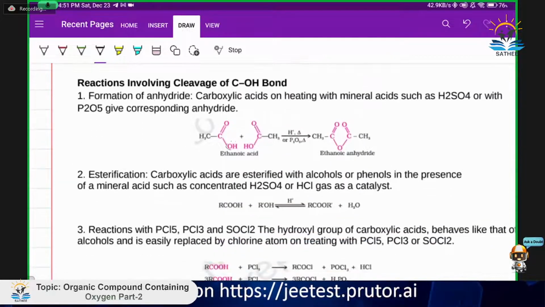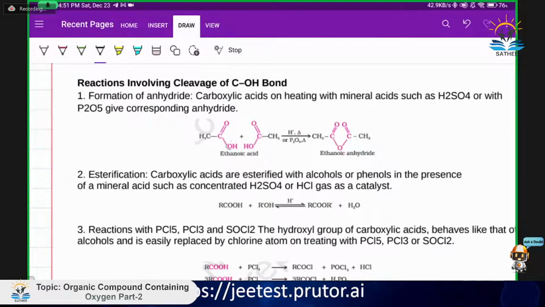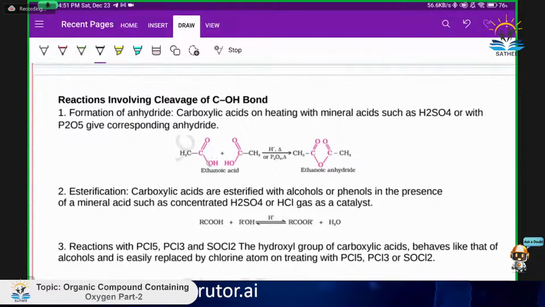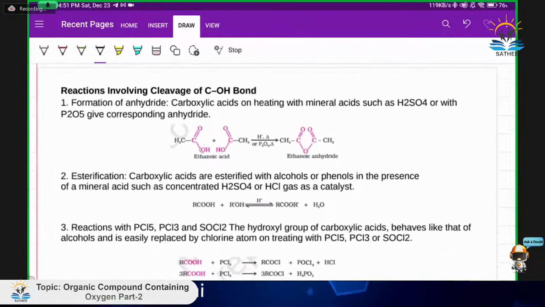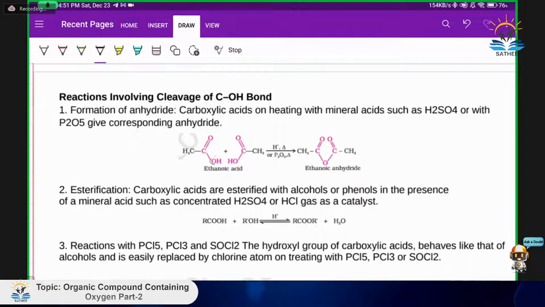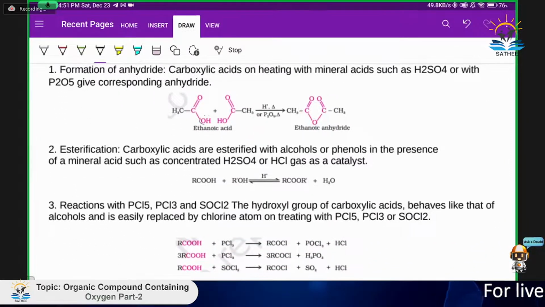Now reactions involving cleavage of the C-OH bond. First is formation of anhydride. So 2 moles of any acid on heating with mineral acids give the corresponding anhydride. In esterification, an acid and an alcohol react by elimination of a water molecule, and we get an ester there.